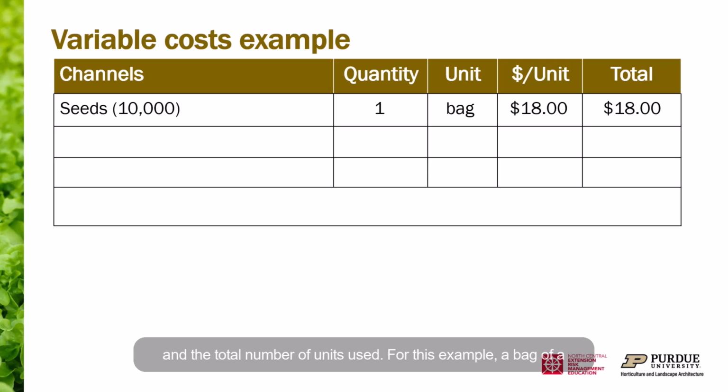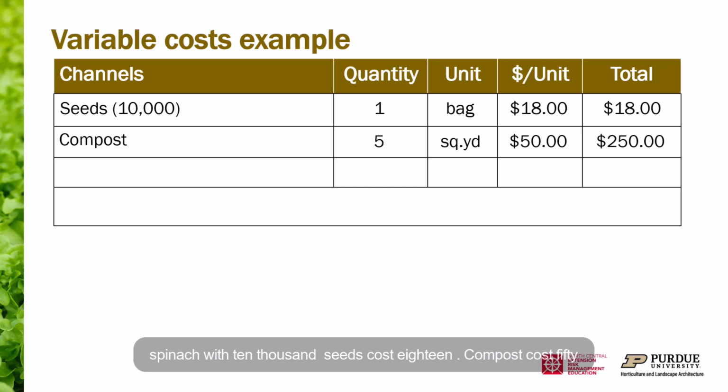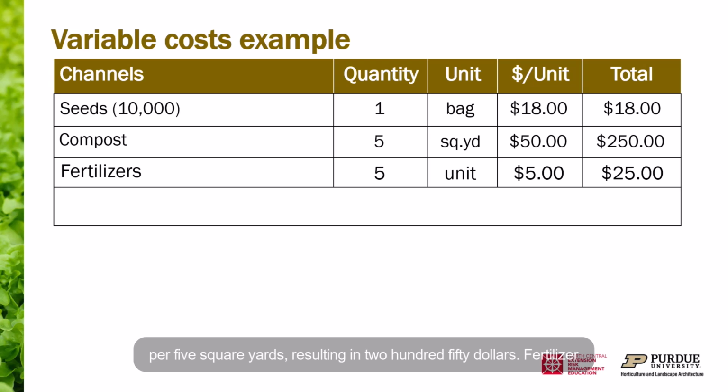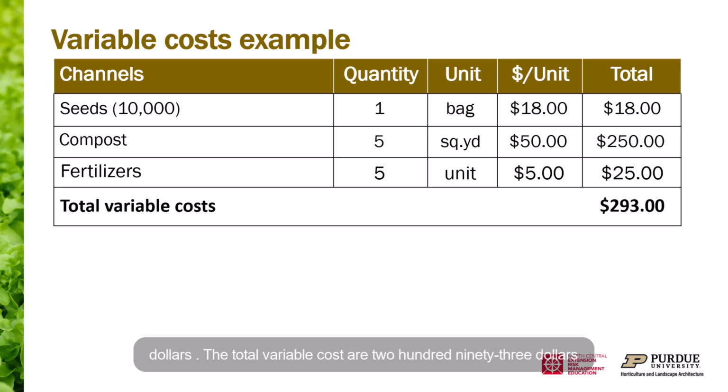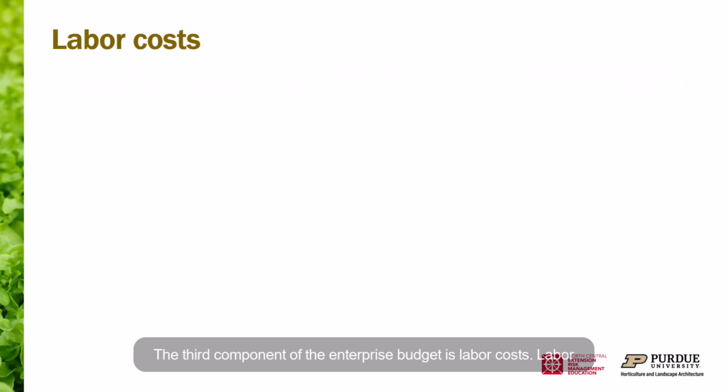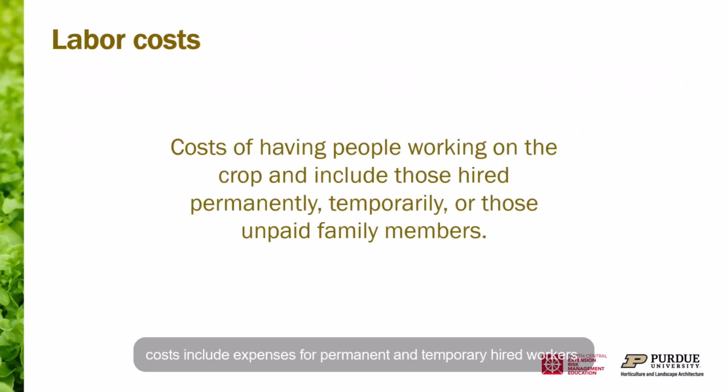For this example, a bag of spinach with 10,000 seeds costs $18. Compost costs $50 per 5 square yards, resulting in $250. Fertilizer is counted as 5 units at $5 each, resulting in $25. The total variable costs are $293. The third component of the enterprise budget is labor cost. Labor costs include expenses for permanent and temporary hired workers, as well as unpaid family members working on the farm.